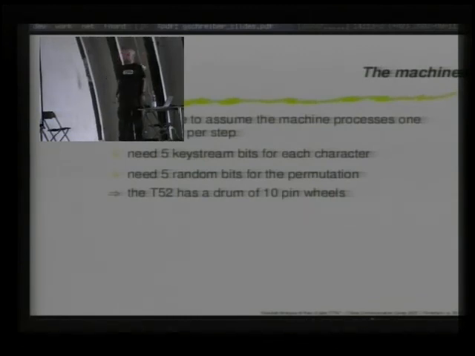We know we have these pinwheels, and we have these permutation switches, and then it basically just does the XOR and the permutation, obviously.